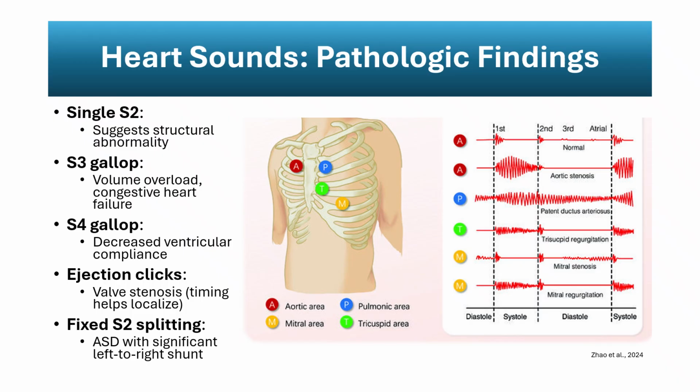Fixed splitting of S2, which does not vary with respiration, is highly suggestive of an atrial septal defect, with significant left-to-right shunt. This occurs because equalization of right and left atrial pressures prevents the normal inspiratory variation in pulmonary valve closure. These abnormal sounds are not subtle teaching points, they are bedside warning signs. Recognizing them quickly directs the clinician toward timely echocardiographic evaluation and intervention when needed.